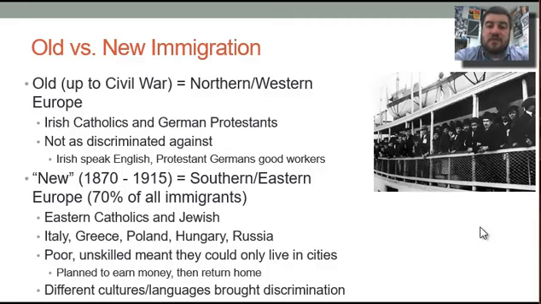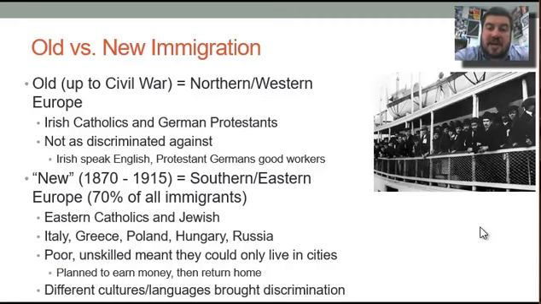Starting after the Civil War, we see a dramatic rise in the immigrants from Southern and Eastern Europe, and by 1900 they make up 70% of all immigrants. These people are mostly Eastern Catholics as opposed to Roman Western Catholics, and Jewish, and they come from places like Italy, Greece, Poland, Hungary, and Russia.